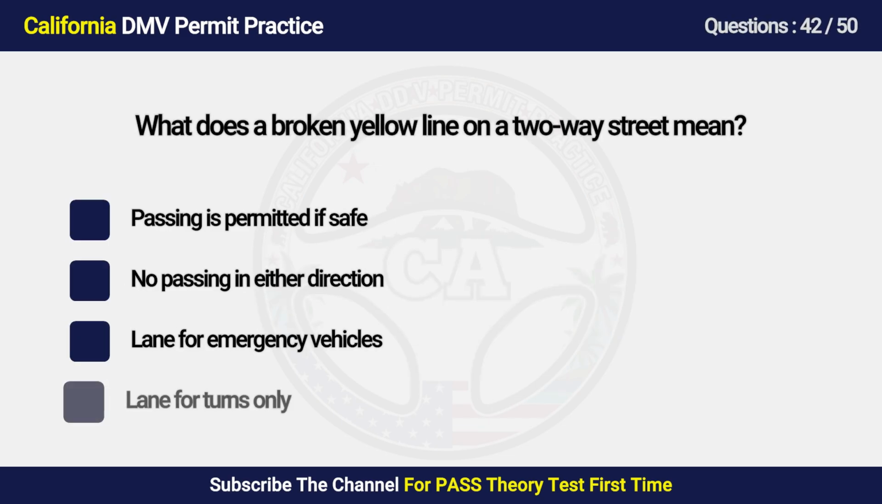Question 42. What does a broken yellow line on a two-way street mean? A. Passing is permitted if safe. B. No passing in either direction. C. Lane for emergency vehicles. D. Lane for turns only.